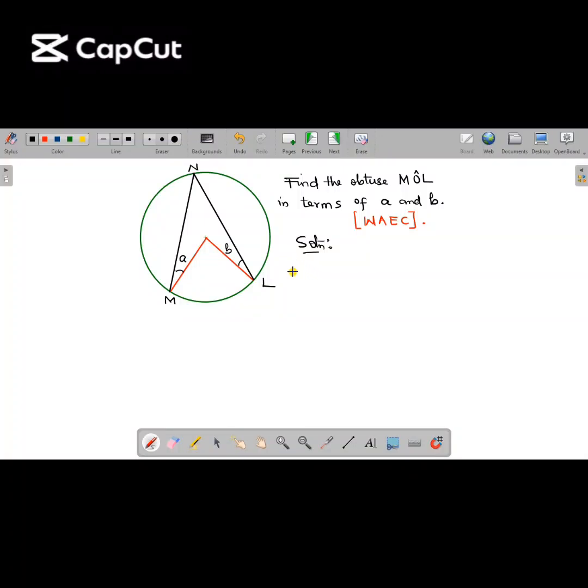Hello everyone. So what can we possibly do for this question? It says find the obtuse angle MOL, that's this angle here, in terms of A and B. Obtuse, of course, this is the center. Obtuse means the reflex, while the acute is the normal MOL. Remember, here is O, that's the center of the circle. So now you are to find the value in terms of A and B.